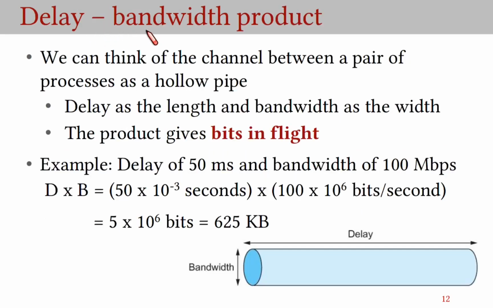Delay bandwidth product is useful when designing networks. We can think of the channel between a pair of processes as a hollow pipe, where the delay is the length of this pipe and bandwidth is the diameter of this pipe. Then the product of delay and bandwidth gives the maximum number of bits that we can put in this pipe, and that is the number of bits that can be in flight at any given time.